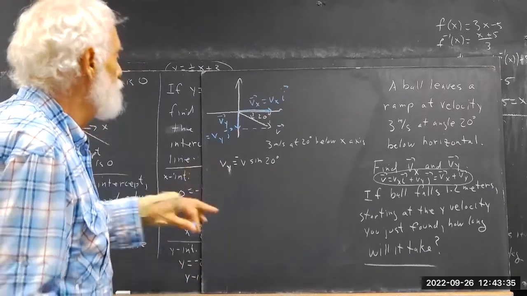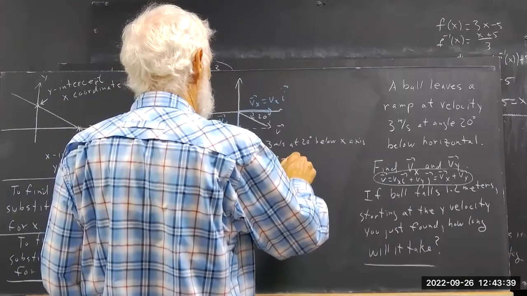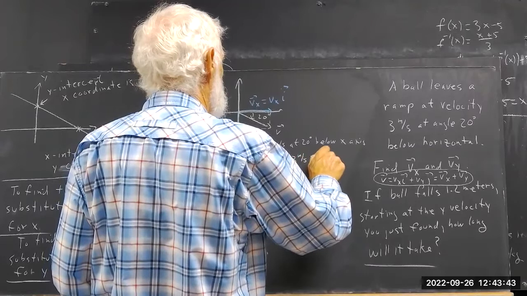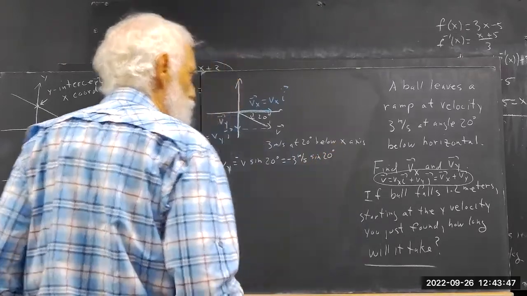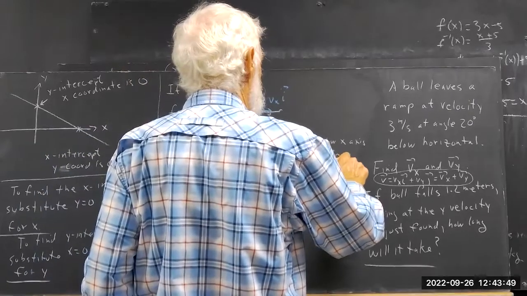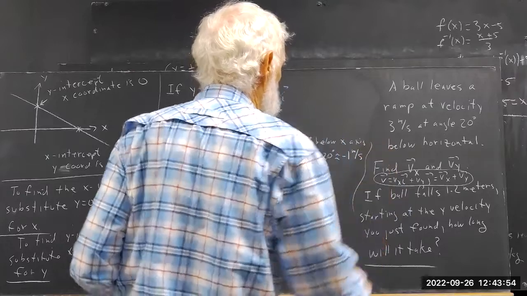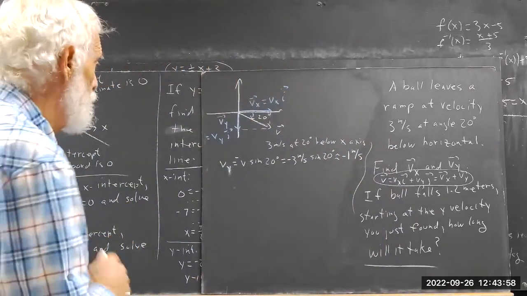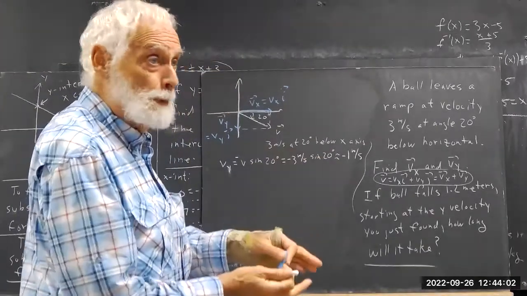But okay, so Vy equals negative 3 meters per second times the sine of 20 degrees. And the sine of 20 degrees is kind of around a third. So that's about negative 1 meter per second. I think people get like 1.3, something like that. Okay. The 20 degrees is about a third of a radian. It's still a small angle.